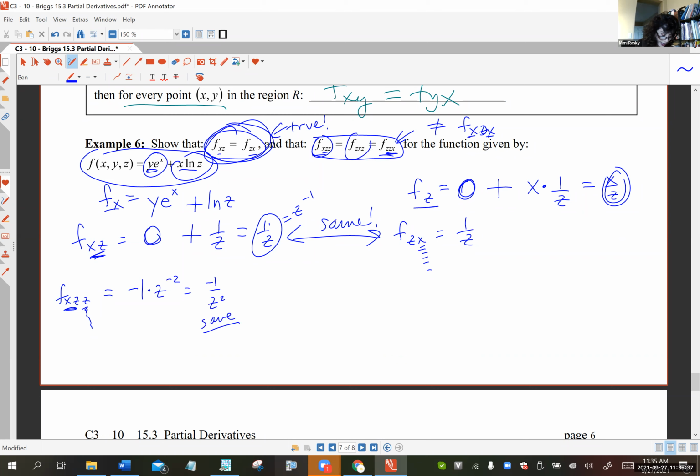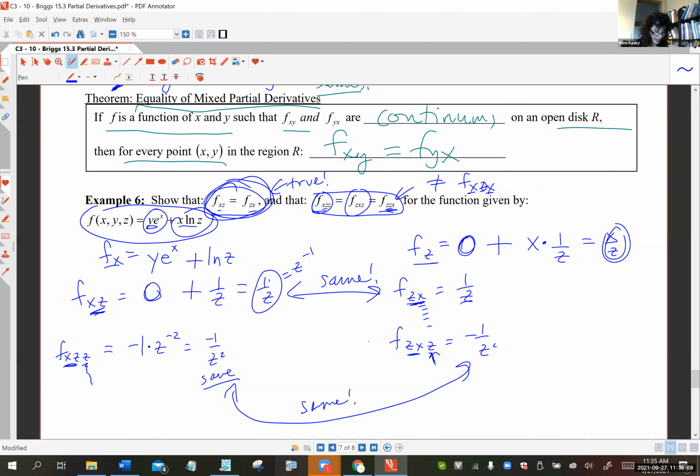Now let's go get fzxz. Well, fzxz is fzx, which we got, its derivative with respect to z. But didn't we already do this? It's also going to be negative 1 over z squared. So far, these guys are the same as they should be. But what about that last guy, fzzx?